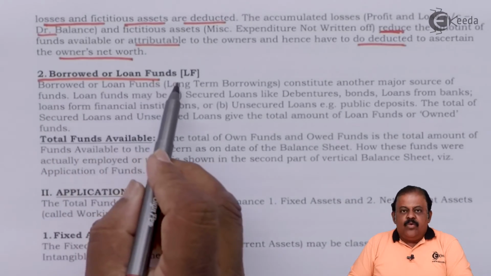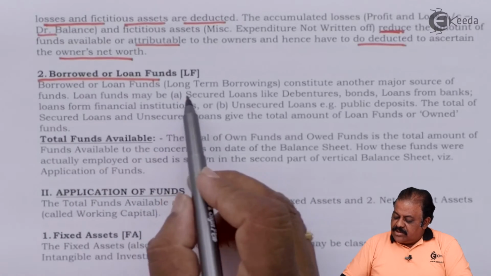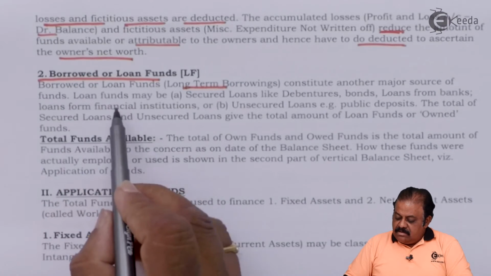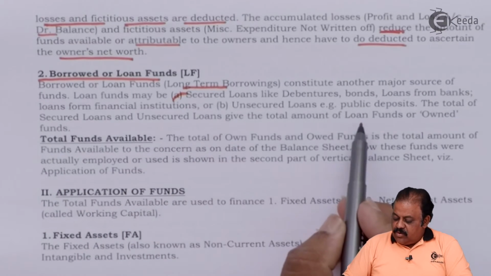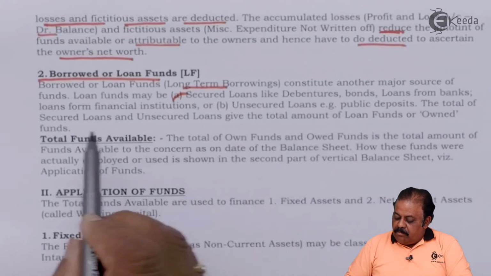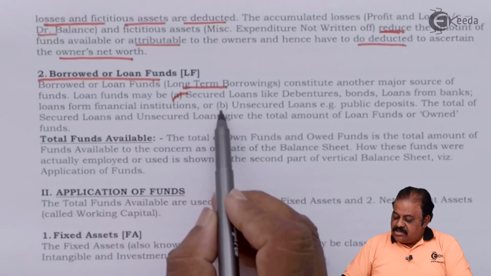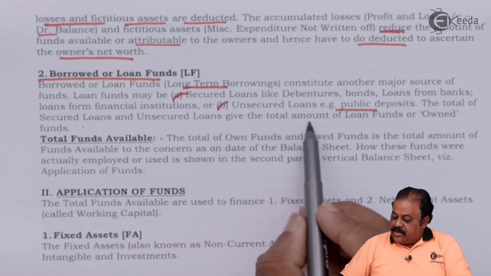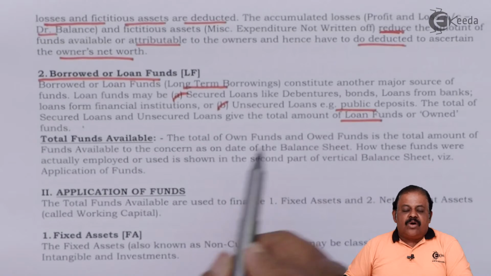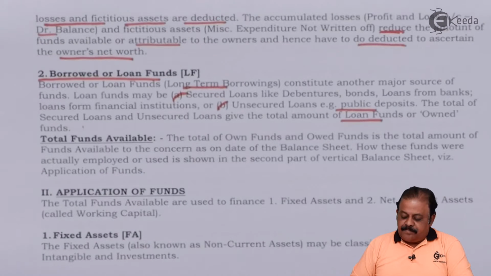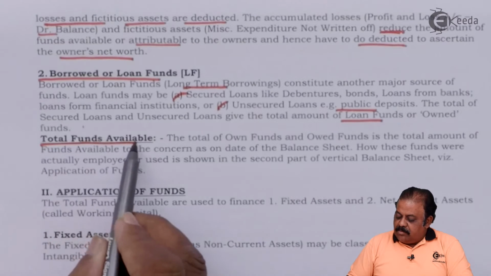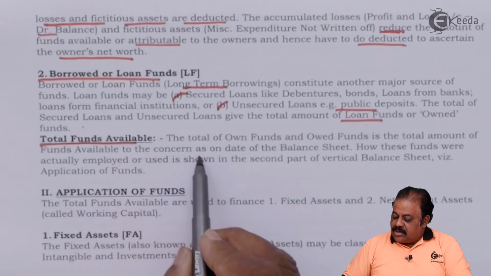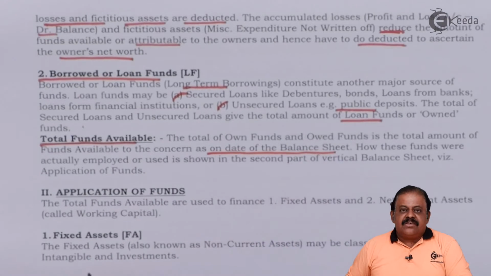Next, borrowed or loan funds. Borrowed or loan funds, long-term borrowings, constitute another major source of funds. Loan funds may be secured loans like debentures, bonds, loans from banks, loans from financial institutions, or unsecured loans like public deposits. The total secured and unsecured loan gives the total amount of loan funds or owed funds of the business. Total funds available: the total of own funds and owed funds is the total amount of funds available to the concern as on the date of the balance sheet.